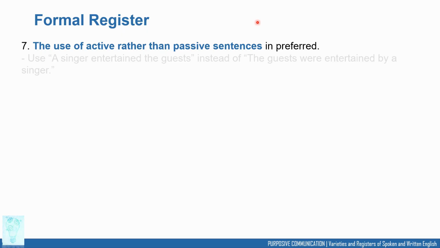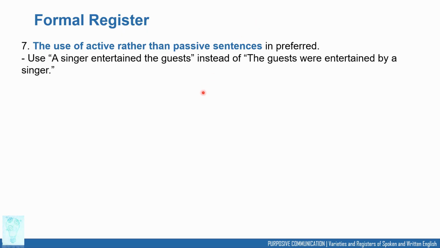But an example of an active sentence is "A singer entertained the guests," instead of "The guests were entertained by the singer." So when you say active, the first one is the subject, and then the verb, and then the object. In passive sentences, it's reversed: object, verb, subject. So that's how you know if it's an active or a passive sentence. When you use a formal register, use an active sentence.